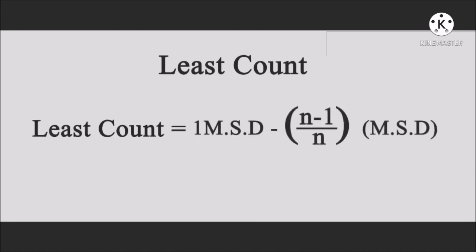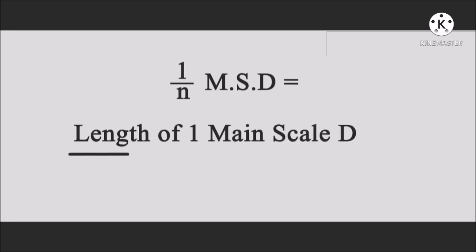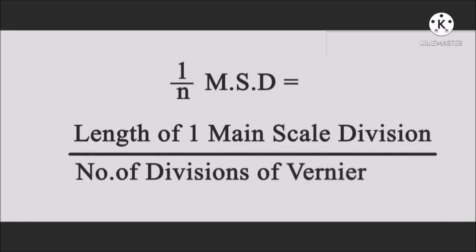Substitute the value of 1 Vernier scale division in the above equation. Least count is equal to 1 main scale division minus n minus 1 by n main scale division. Simplifying the equation, we get least count is equal to 1 by n main scale division, which is the length of one main scale division divided by the number of divisions on the Vernier scale.